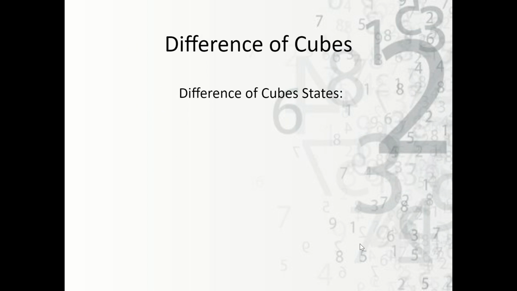Now, difference of cubes. Difference of cubes states that a minus b times a squared plus ab plus b squared is equal to a cubed minus b cubed. And likewise, we could go the other way and say a cubed minus b cubed is equal to a minus b times a squared plus ab plus b squared.